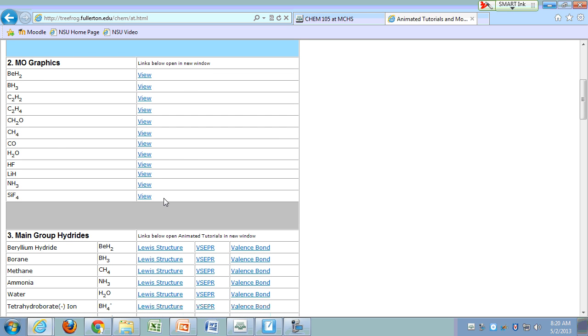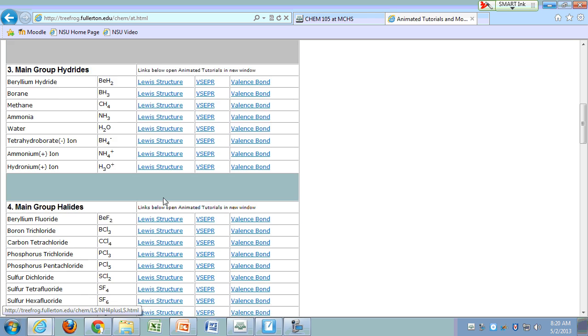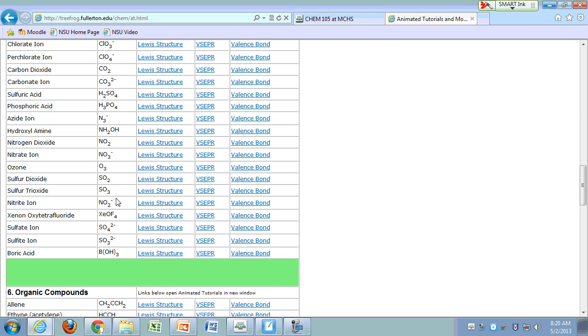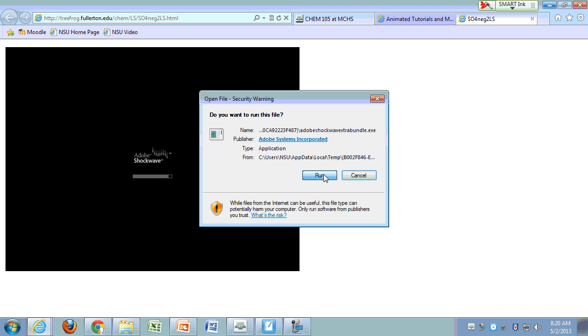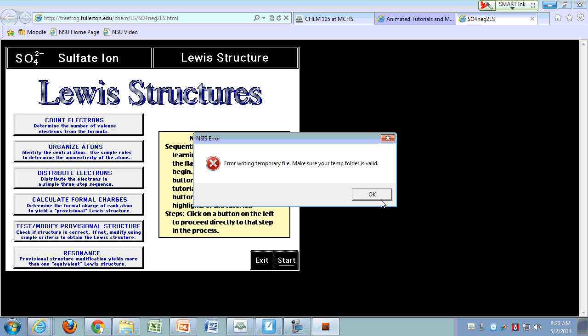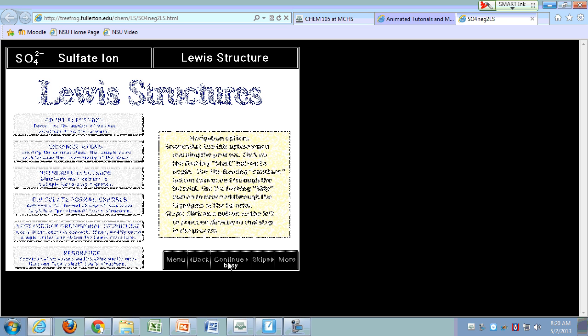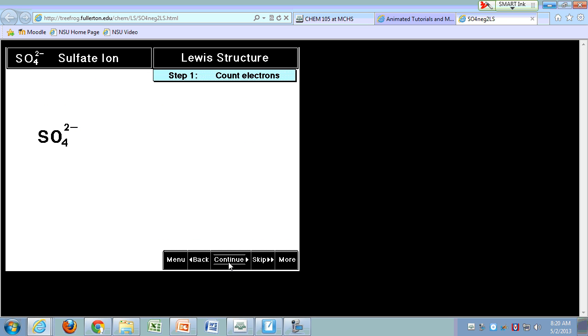Here, let's say you wanted to draw the Lewis structure for sulfate, as I've shown you earlier. Here's the sulfate ion. There's the Lewis structure. Here's a step-by-step tutorial. You're going to need a plugin for your computer called Shockwave. So here's a step-by-step tutorial for drawing the Lewis structure of sulfate. First you count the electrons.